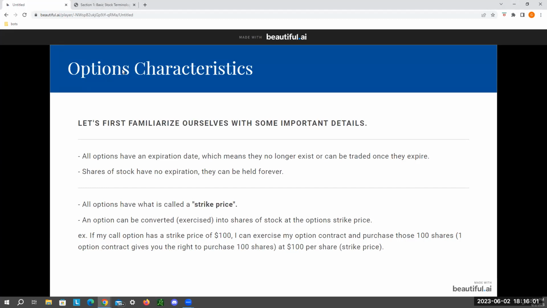All options have what's called a strike price. So remember I told you the strike price with the house analogy. The strike price was $100,000 on that. That means you would purchase that house for $100,000 if you exercised your contract. So an option can be converted, also known as exercised, into shares of stock at the option strike price. So for example, if my call option has a strike price of $100, I can exercise my option contract and purchase those 100 shares, because you guys remember, every option contract gives you the right to purchase 100 shares at $100 per share, which was the strike price. Does that make sense? Let me know in the chat if it doesn't.